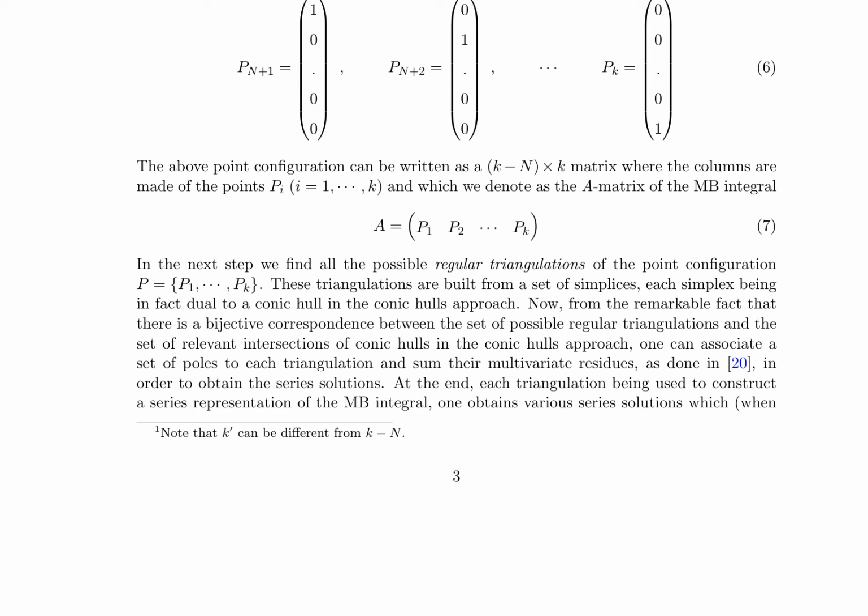The next step involves finding all possible regular triangulations of the point configuration P equals P1, ..., Pk. These triangulations are built from a set of simplices, each dual to a conic hull in the MBConicHulls approach.